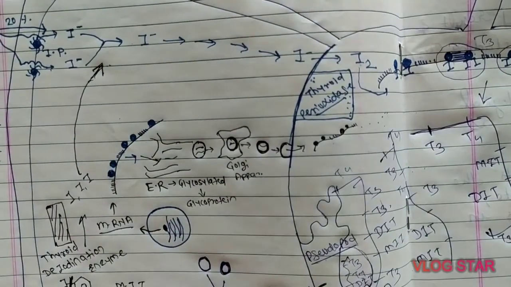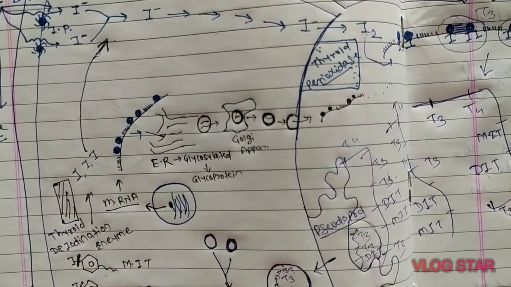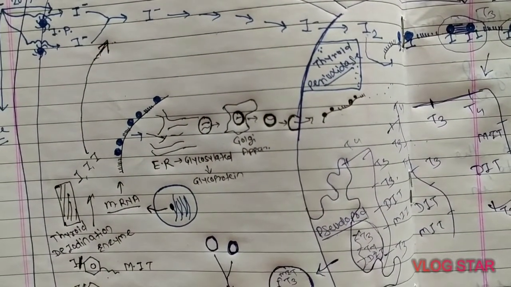So this is all about the synthesis of thyroid hormones, that is T3 and T4. In the previous part we have seen the synthesis, storage and secretion of thyroid hormones. Now let's start with the new part.